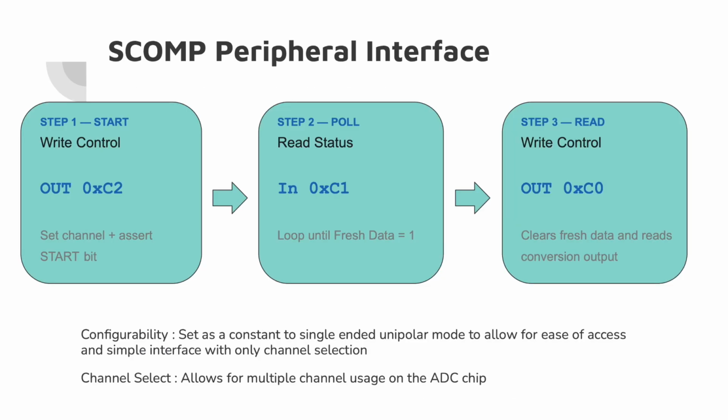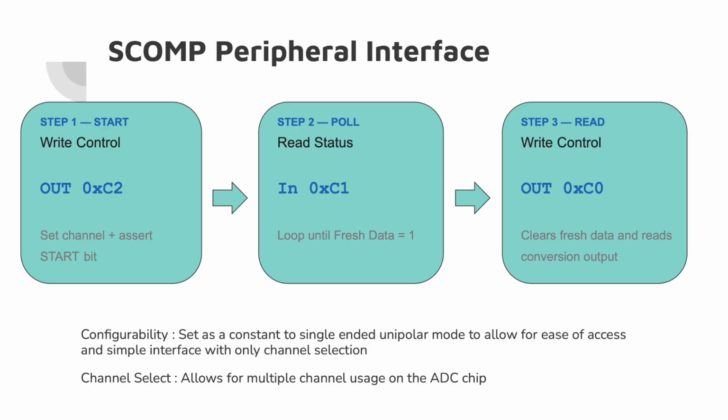So what does actually using this peripheral look like from ESCOM's perspective? It comes down to 3 steps every time. First, ESCOM writes to the ADC control register using the out instruction. This sets the channel and then starts the conversion of the ADC chip.